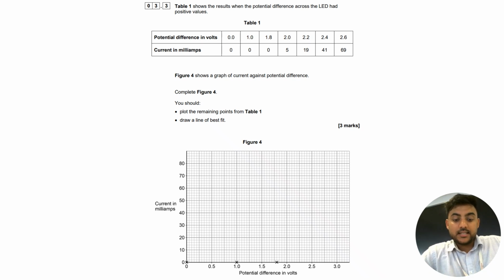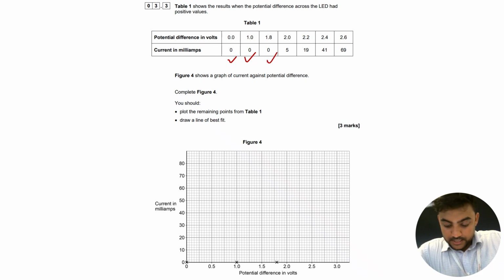This question is a skills question. There is a table of results shown of the potential difference and the current in milliamps when the student conducted their test. You are asked to plot the graph. Notice some of them are done for you, so you only have to do the last four. Once you do that, you plot the line of best fit. So you draw the line of best fit. 0 is done for you. 1 is done for you. 1.8 is done for you.